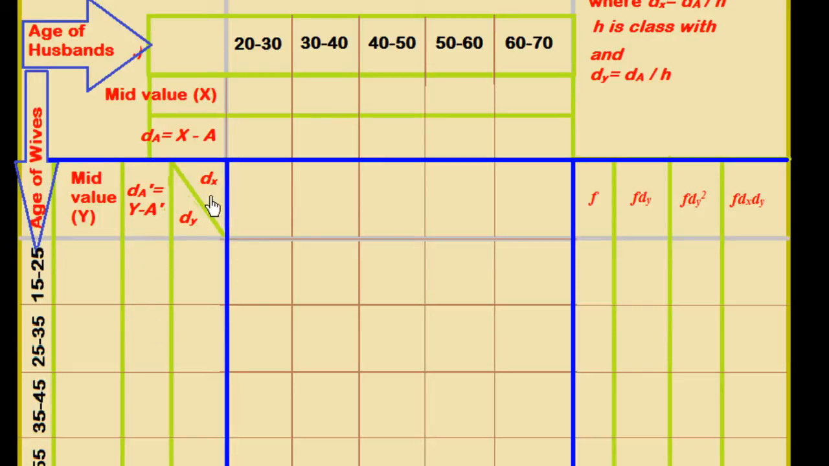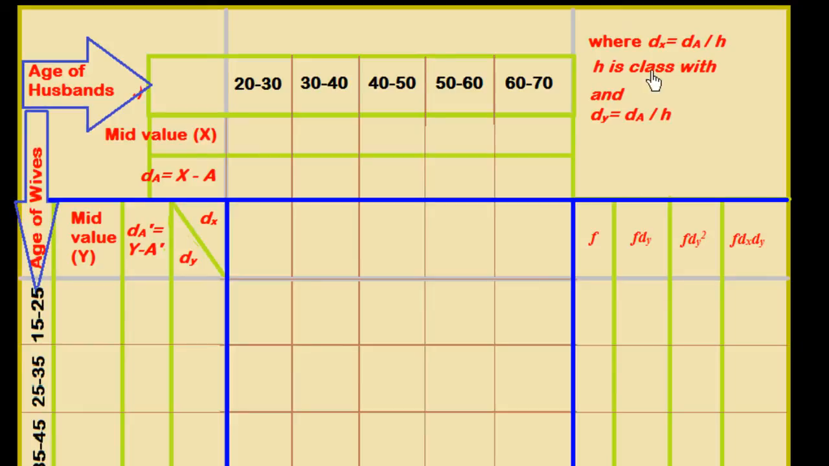And what about dx and dy? It is the step deviation. So dx is equal to dA over h. Whatever dA we get here, we divide it by the class width of the class interval. 30 minus 20 is 10, so we divide this data by 10. And here also 25 minus 15, which is also 10, so we divide dy by 10. So we get dy here, and here we get dx. Now I would like to explain what we have to write in these small boxes.